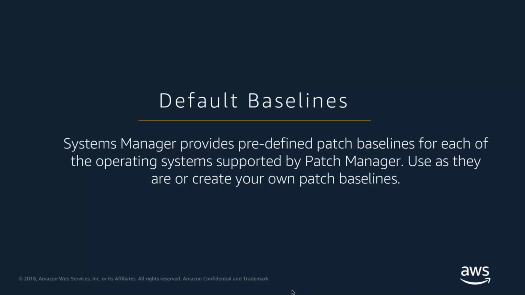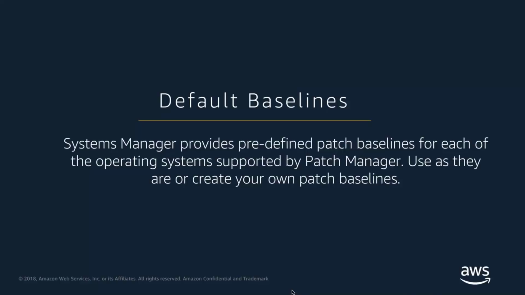An instance can only have one patch baseline assigned to it. So you have to decide whether the default baselines make sense, or if you want to customize those, you can do so, but you can't use both. If you create your own patch baseline, you can choose which patches to auto-approve by using the following categories: operating system, product name, classification, or severity.